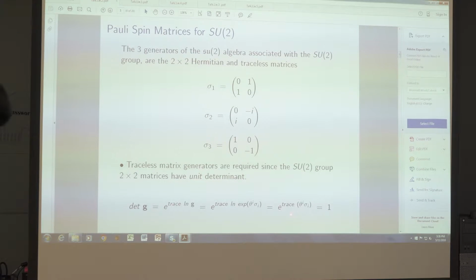So what does determinant of G equals 1 mean? Well, this means G is the generator? No, G is the group element, and the generators are sigma. So the determinant of an SU(2) group element is 1. Why? Because this is how you define the special unitary group. The special unitary group is a group that is unitary and has an extra condition that the determinant of the matrices is 1.